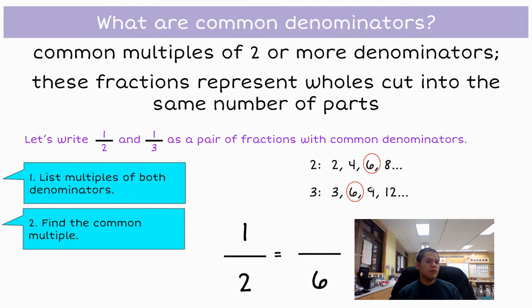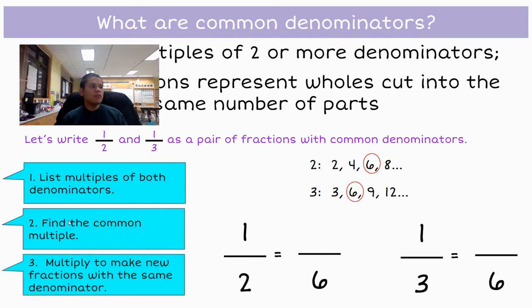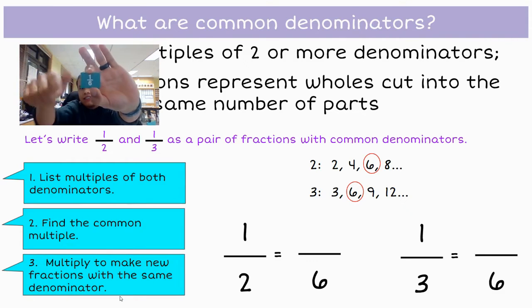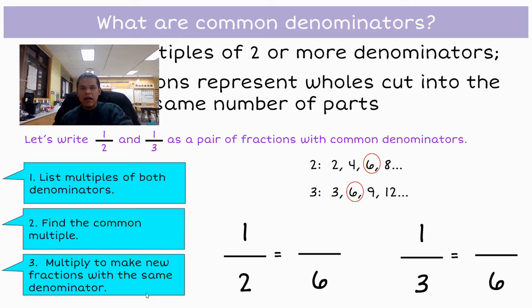Now, step number 3 is to multiply to make new fractions with the same denominator. So we're going to make equivalent fractions that have a denominator of 6. Okay, we're going to be using 6. Now, 1/2, you might have already learned an equivalent fraction for 1/2. So how do you get from 1/2 to some number in the numerator with 6 in the denominator? Well, I know that 2 times 3 is 6. Anything I do to the bottom, I must do to the top. Okay, so I have to multiply 1 times 3.